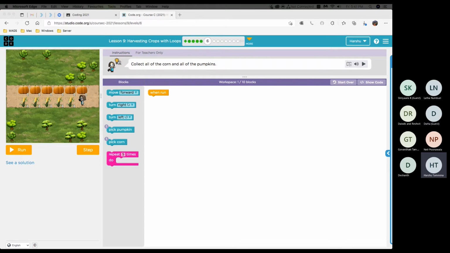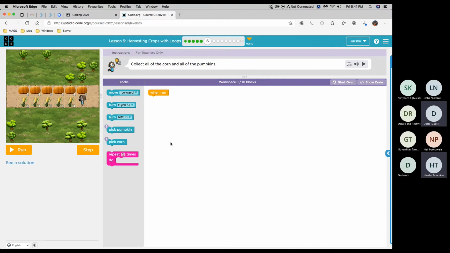Ready now. Okay. It's a repeat five times. Move forward and pick corn. Then turn right, move forward, turn right. Turn right, move forward, turn right. Then repeat six times. Pick pumpkin, move forward. You sure that's correct? Yes. Okay, let's see if that's correct by running it.